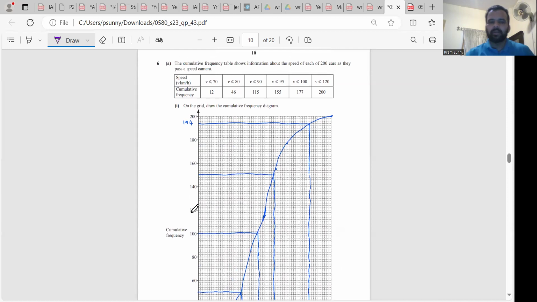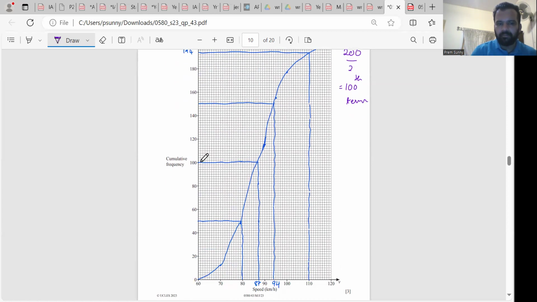To find the median, we need the total cumulative frequency, which is 200. So you take n as 200. Median is the middle term, so 200 divided by 2, that is the 100th term. On the cumulative frequency diagram, come to the 100th term. Draw a horizontal line until it touches the cumulative frequency diagram. From there, use a ruler and draw a vertical line until it connects to the x-axis.